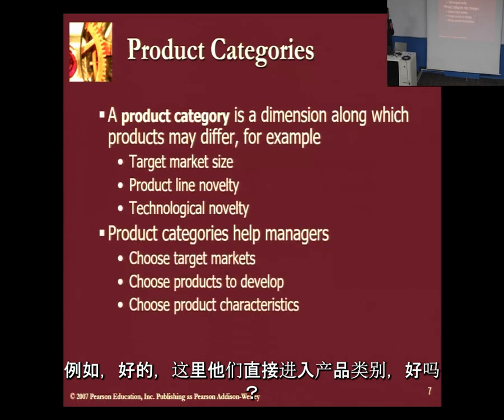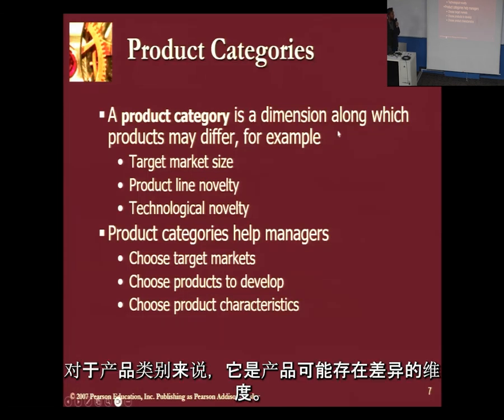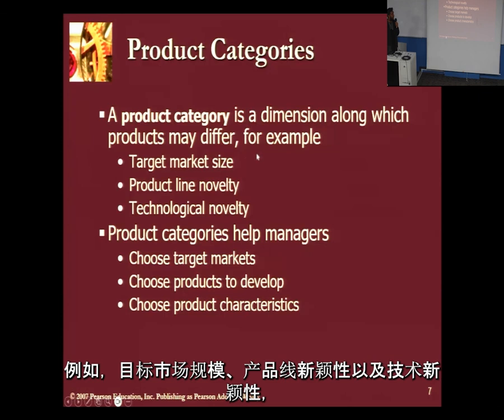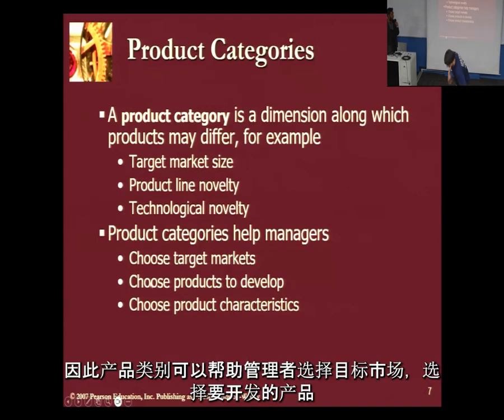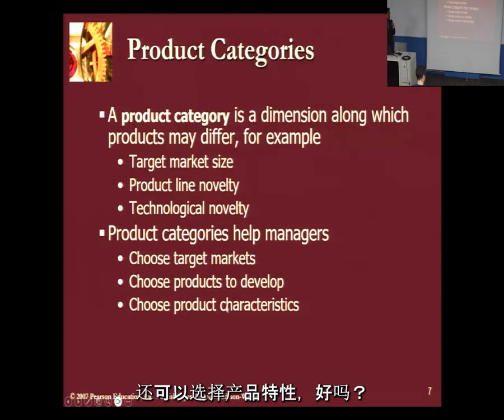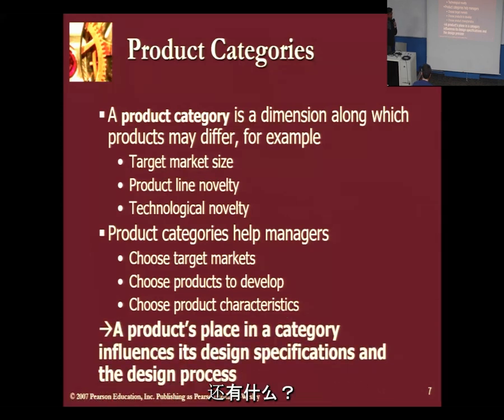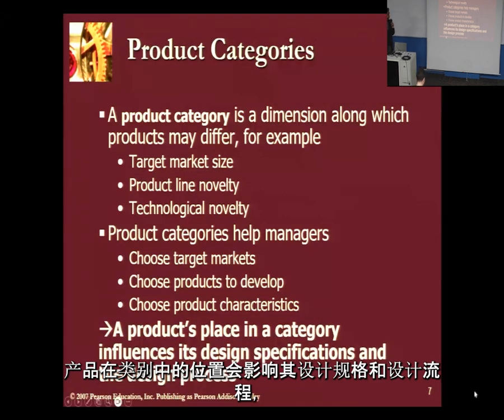Here they go straight into the product categories. A product category is a dimension along which products may differ, for example target market size, product line novelty, and technological novelty. Product categories help managers to choose target markets, to choose products to develop, and to choose product characteristics. A product's place in a category influences its design specifications and the design process.